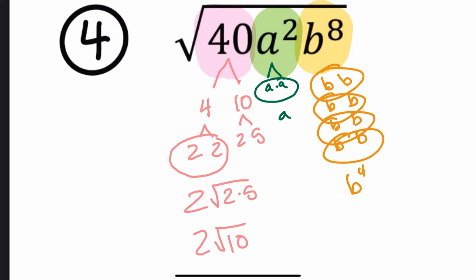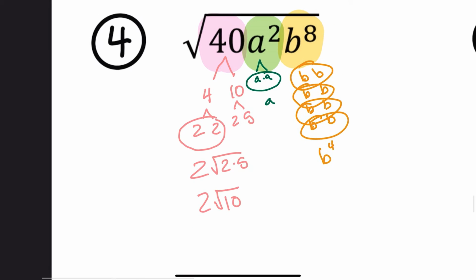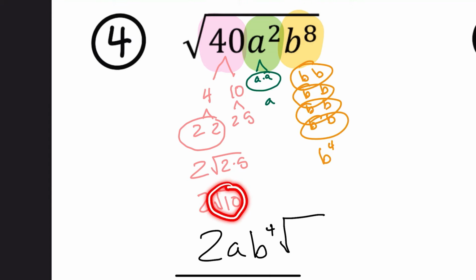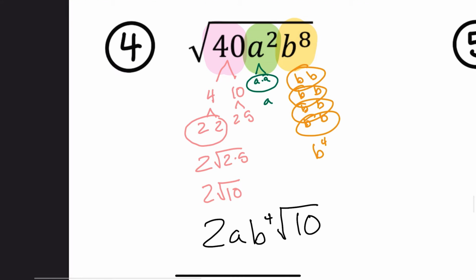Okay, I've solved all of my pieces separately, so let's put them all together as an answer. I have all of my pieces coming out going first. So let's see, I got a 2, I have an a, and I have the b to the 4th. So I'll have 2, a, and b to the 4th power. All right, and then I need my radical, and then I'm going to check to see what pieces are staying inside of that. It looks like it's just this 10 here. So I'm going to have 2ab to the 4th power, the square root of 10. And that will be it.